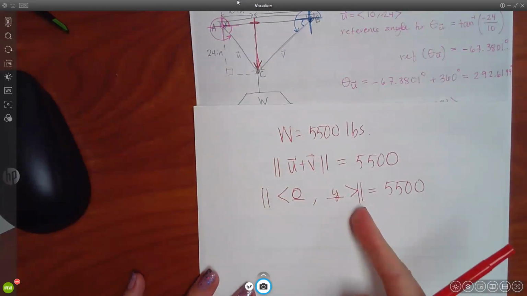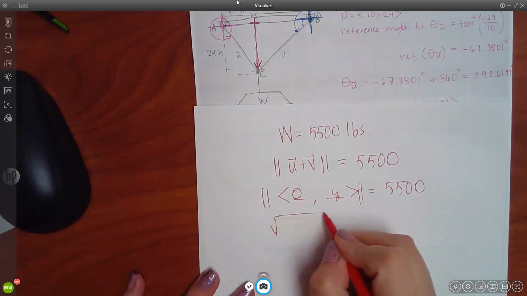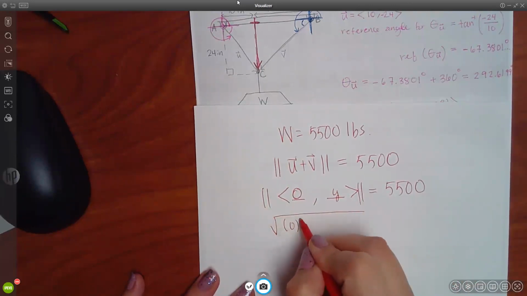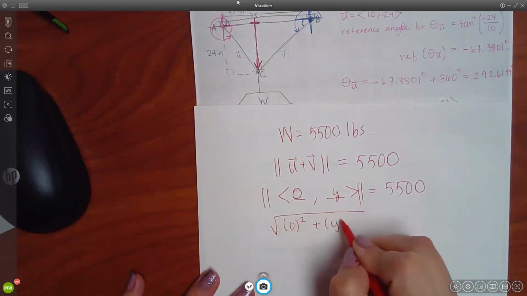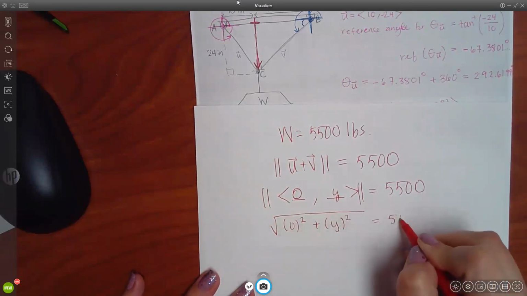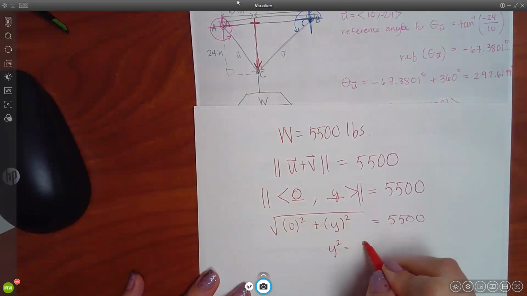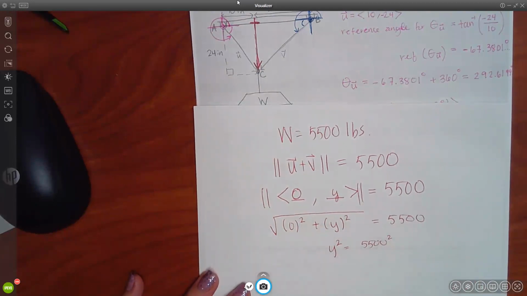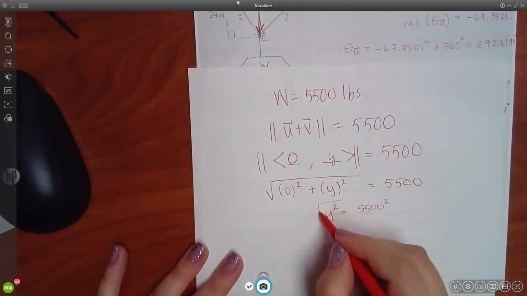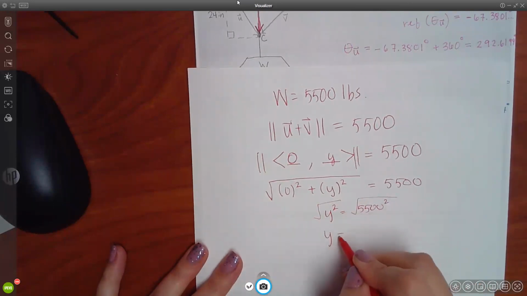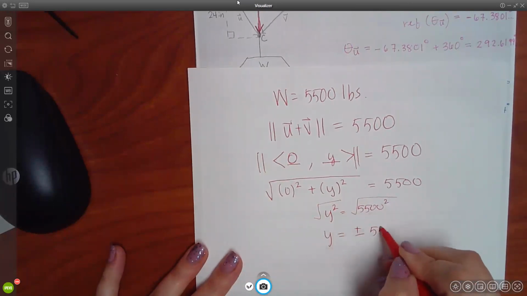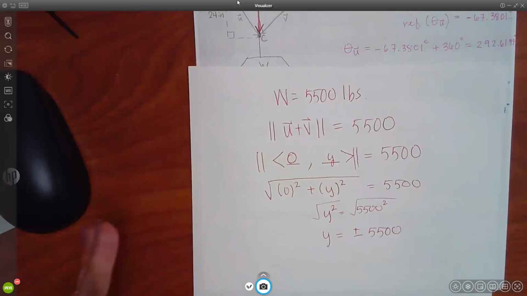However, I do know how to calculate the magnitude. When you calculate the magnitude, you take the square root of the first coordinate squared plus the second coordinate squared. And you get this 5,500 supposedly. So then when I square both sides, I get that Y squared would equal this thing squared. And then if I take the square root on both sides, I get Y equals plus or minus this 5,500. Now here's the $1 million question. Is it positive 5,500 or is it negative 5,500?